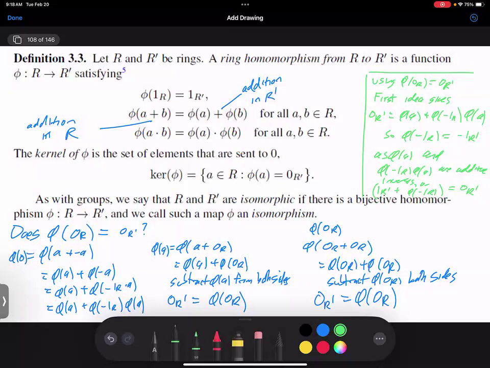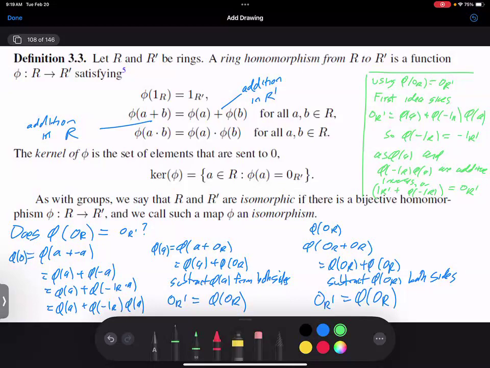So a lot of times in math, the question is, what is the minimal set of assumptions we need? We don't need to put in an assumption that phi sends the 0 element to the 0 element. We get that for free from everything else. The next thing is the kernel of phi is the set of elements that are sent to 0. So the kernel of phi is all a in R such that phi of a is 0r prime.